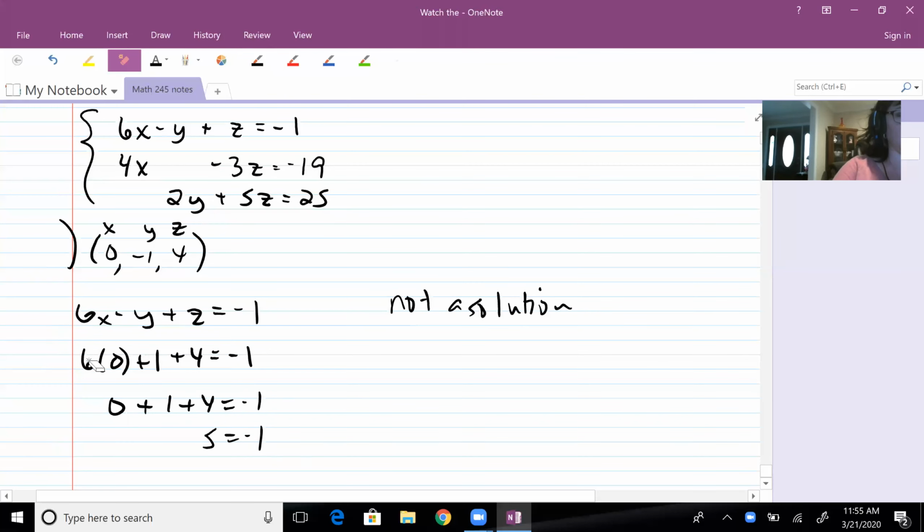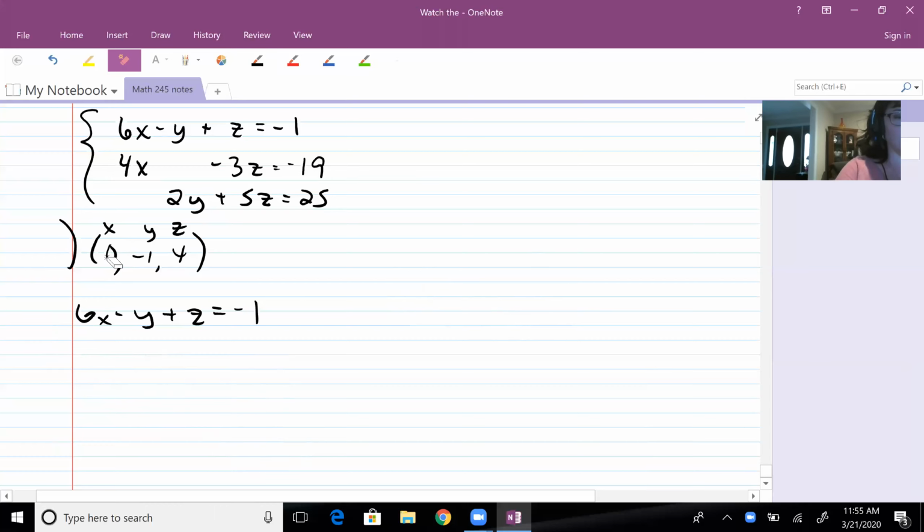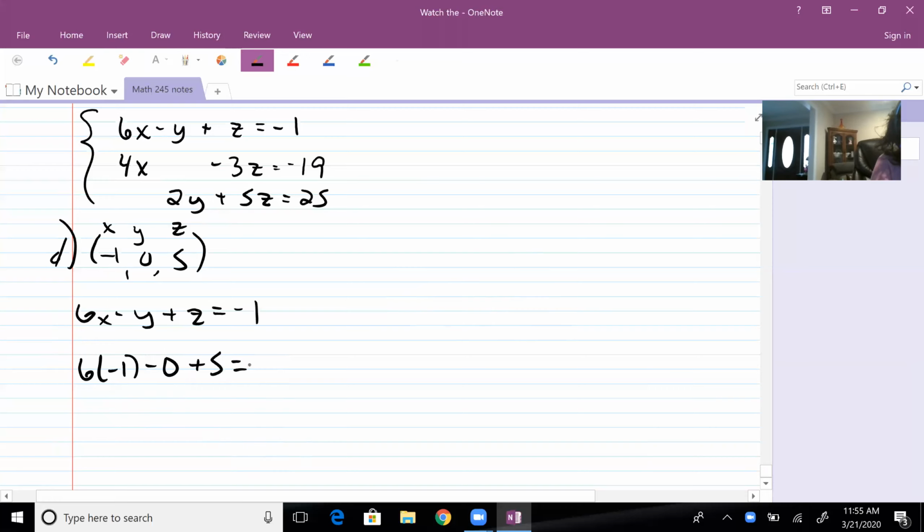All right, here we go with part D. So for part D, our new ordered triple is -1, 0, and 5. Here we go, that first equation, we're going to plug these numbers in. And so far, so good. Again, I can't throw the towel in after I try that first equation and it works. It's got to check the other two as well. So since it passed the first one, we'll continue on our journey.